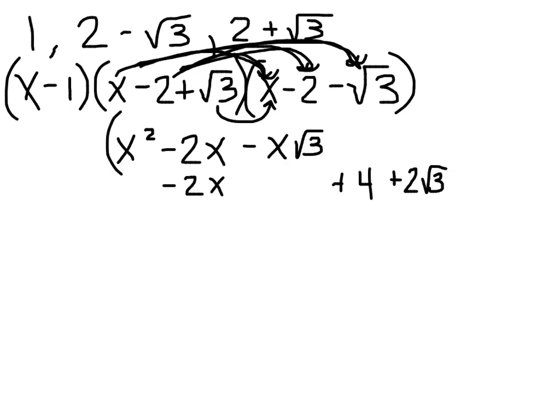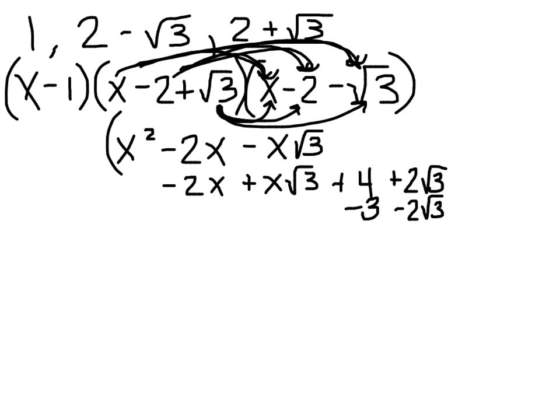What's root 3 times x? x root 3. What's root 3 times negative 2? Negative 2 root 3. Good. And what is root 3 times negative root 3? What is the square root of 3 times the square root of 3? It's the square root of 9, which is 3. And then there's a negative there, so it'd be a negative 3.